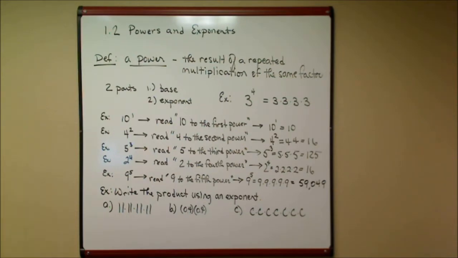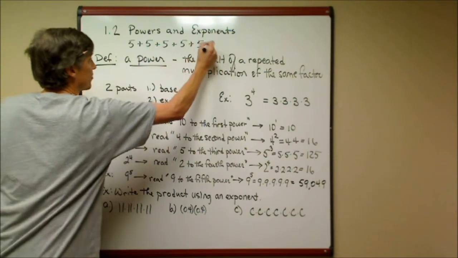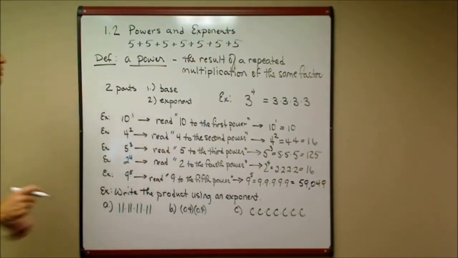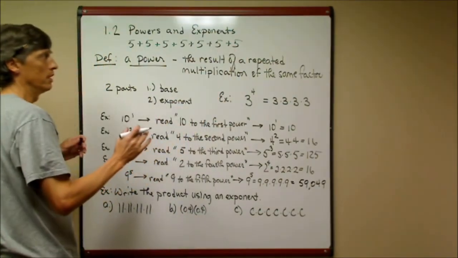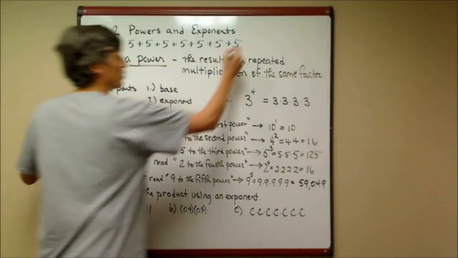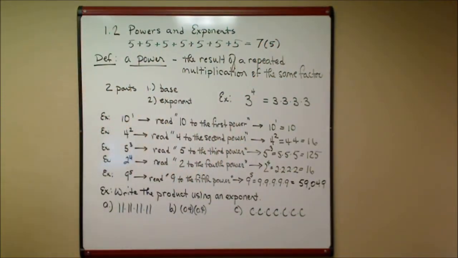Now, when we have repeated addition, 5 plus 5 plus 5 plus 5 plus 5 plus 5 plus 5, that's a hassle to write out in that long expression. So with repeated addition, we use multiplication. We have 1, 2, 3, 4, 5, 6, 7 addends of 5, so we write this as 7 times 5, because multiplication is for repeated addition. Well, we use the idea of repeated multiplication as a shortcut. We use the idea of an exponent, and repeated multiplication is a power.